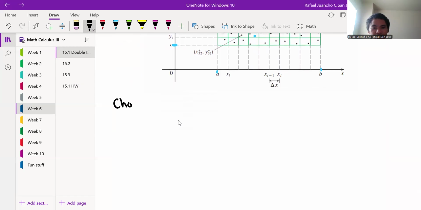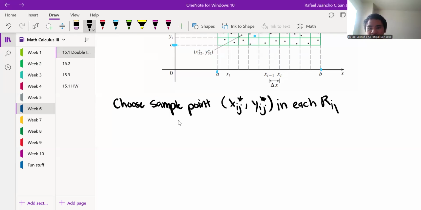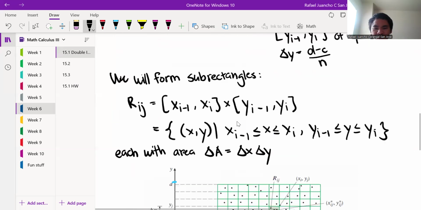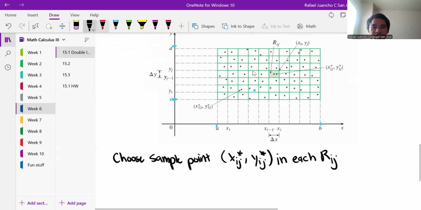So choose sample point. That's going to be some xij sample, some yij sample. We're going to choose one in each region R, or I don't know what you call this. I'm pretty sure you call this some sort of region or bounded region. So in each Rij, this is one Rij, this is another Rij, another Rij. So we choose one of these points for each. And funny enough, if we look at all of them, there's only one black dot in each green rectangle. Believe it or not, these are not random. Well, yeah, they're random because they're sampling points. But if we look at each rectangle, there's always going to be one dot. And those are the sampling points, right?